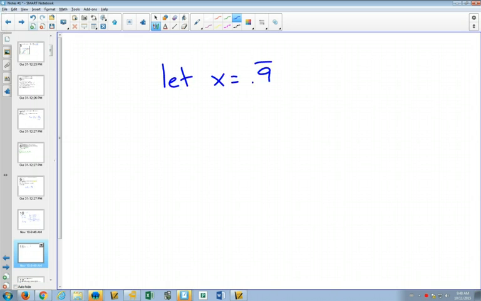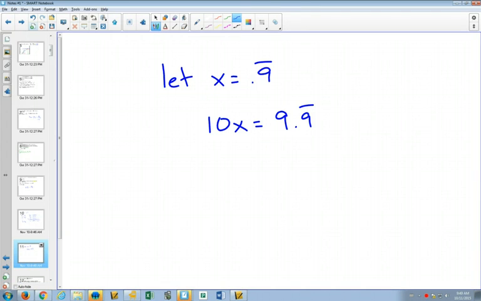We're going to do some algebra. Okay? We're going to start by saying x is equal to 0.9 repeating. Okay, that's where we're going to start. Well, if I had this equation, I could multiply both sides by 10. If you multiply by 10, you'll just move the decimal place over, right? So now I have 10x is equal to 9.9 repeating.